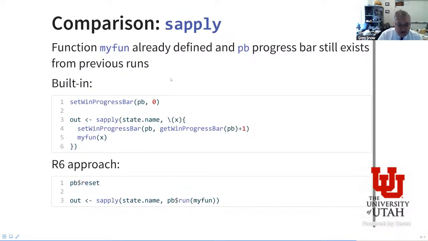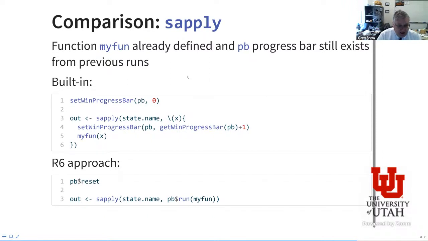If we use something like sapply, and I did test this, this also works with map from the purrr package. But here I'm assuming I already have a progress bar that I've been using before. I've got this myfun, the function that I want to use with sapply, or map or something similar. Now, if I'm doing a for loop from 1 to 1,000, I can just use set progress bar with that number. But these are the cases where I like my interface better.